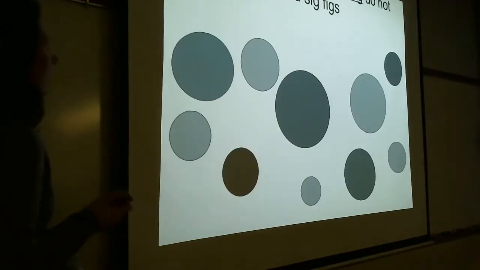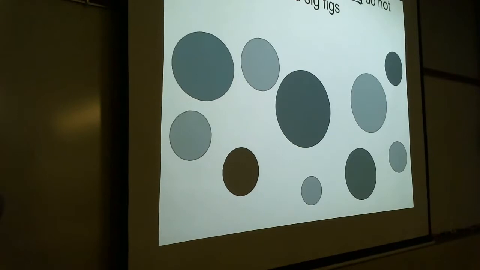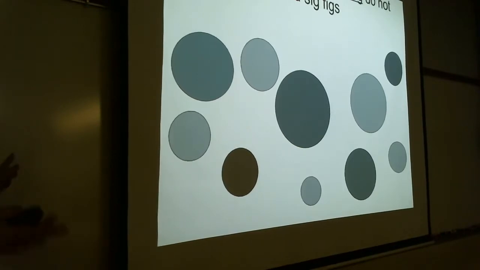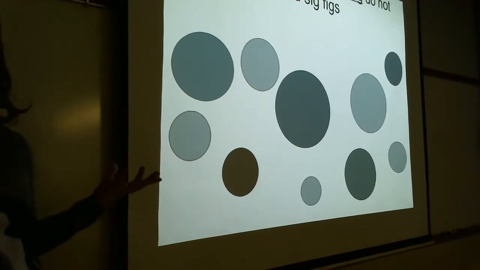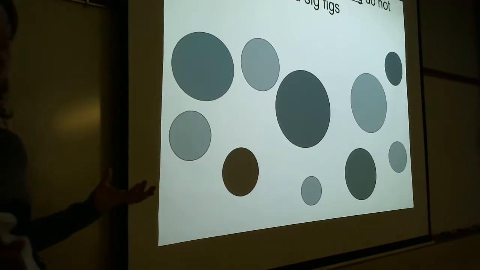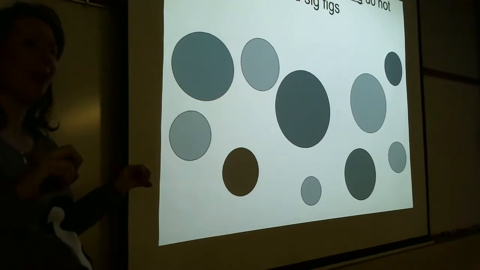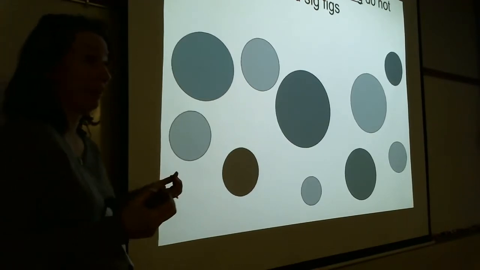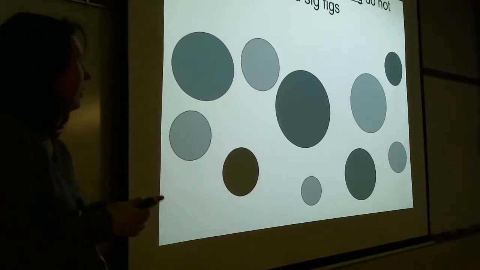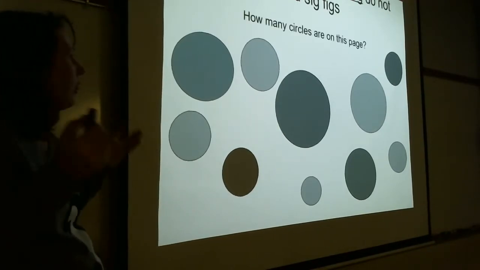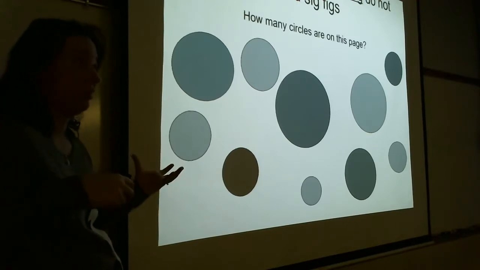Now, the one time you don't need sig figs would be a number that you get by counting. If I said how many faucets are in this room, the probability of there being error in your answer is pretty much zero, unless you're just not paying attention, right? 1, 2, 3, 4. You could just count the number of faucets. How many circles, right? That's not something that's got any ambiguity to it.